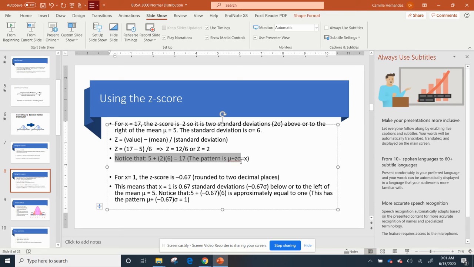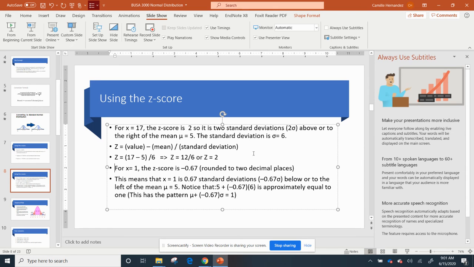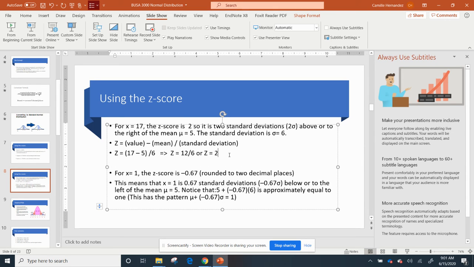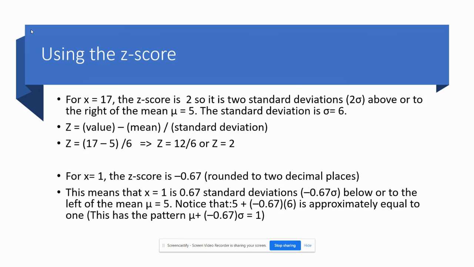I'm going to get rid of this here because I think it makes better sense if I do that. I'm going to go back to the current slide. So what are we going to do for x equals 1? I just do the same thing and I get a Z-score of negative 0.67. What does that mean? That means for that data value of 1, it is 0.67 standard deviations below or to the left of the mean. So that's all it means.